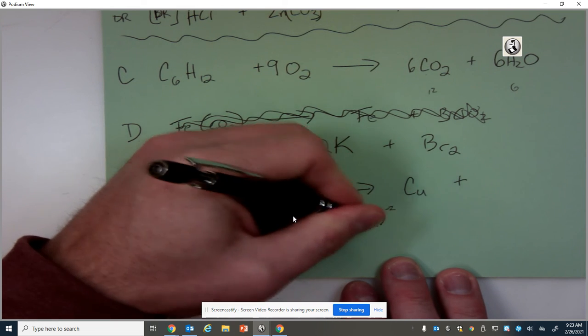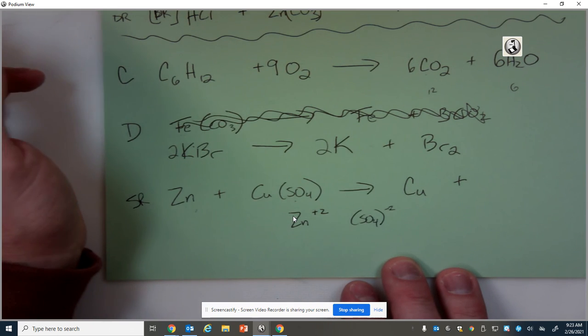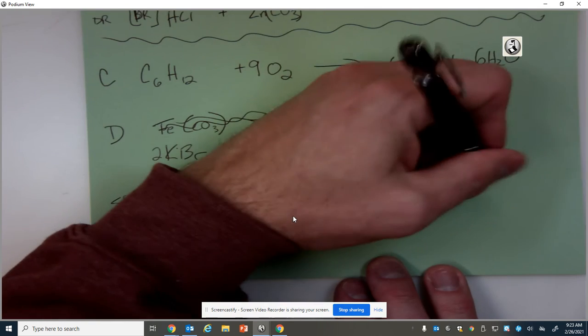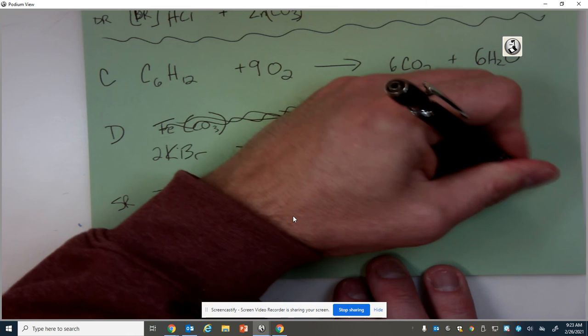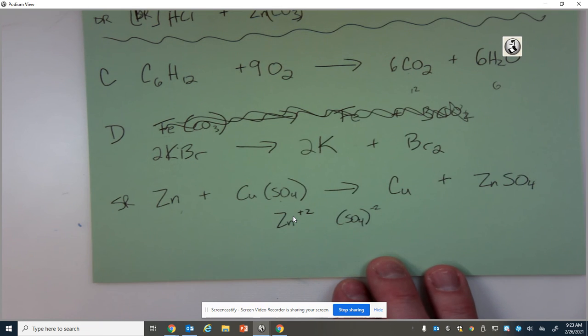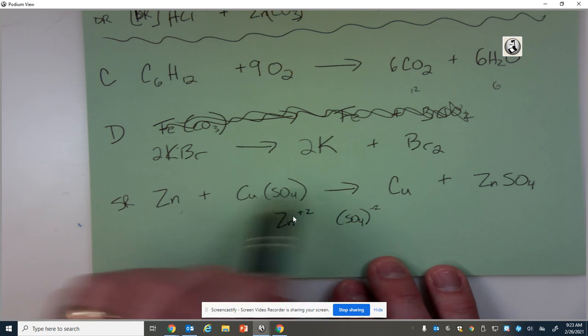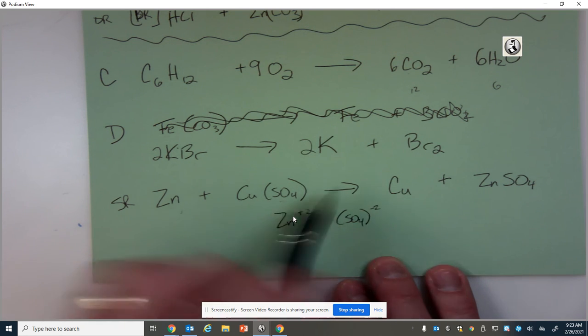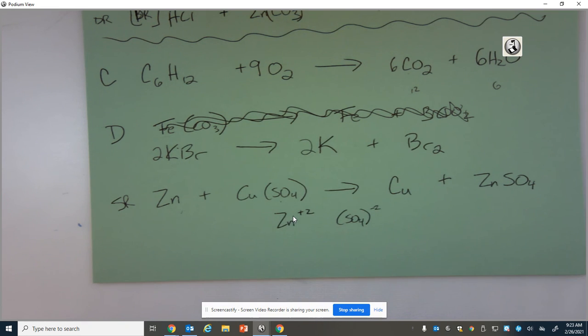SO4, -2, crisscross, jump, jump. All right, you get Zn2(SO4)2. Those 2's will cancel out. You end up with ZnSO4. Balancing this one. So one zinc, one copper, one sulfur, 4 oxygens, 4 oxygens. It's already balanced. So that worked out really well for us.